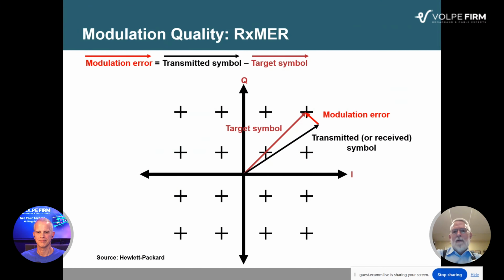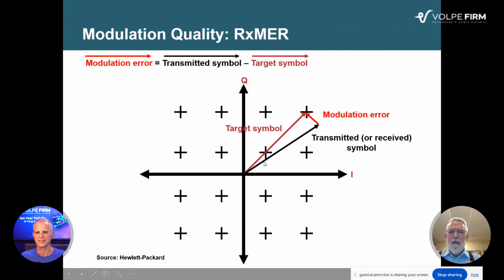All right, which, of course, is a nice segue to RxMER. It's a good way to characterize modulation quality. If you look at this constellation graph here, this is just a representation of a 16 QAM constellation. To illustrate the concept of what we're trying to determine, modulation error, I'm just looking at one symbol point up in the upper right quadrant here.